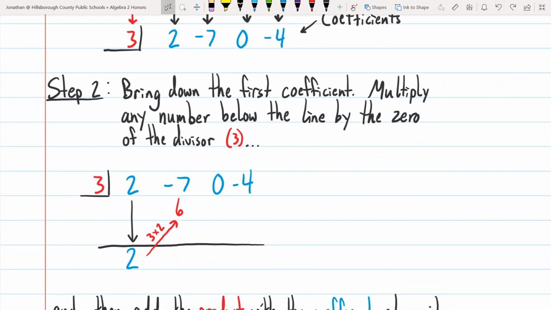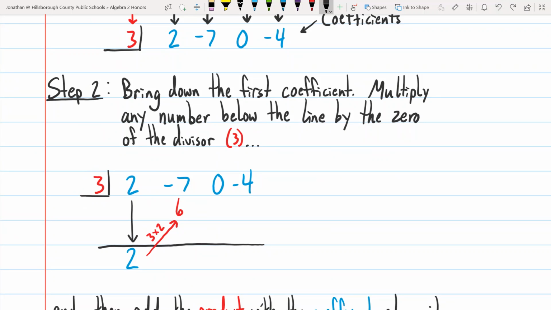So there's a pattern to this. What you're doing every time you see a down arrow in this, you're just adding something down. Every time we go across diagonally, we are multiplying by this number in the box. So step 2, bring down the first coefficient. That will always be your first step. Bring down the first one.